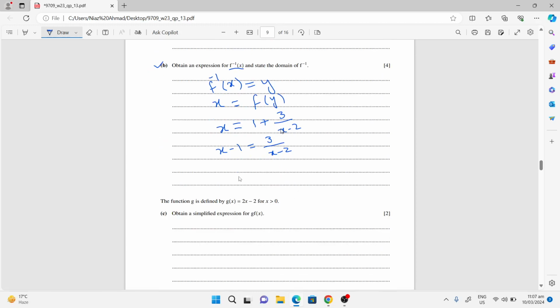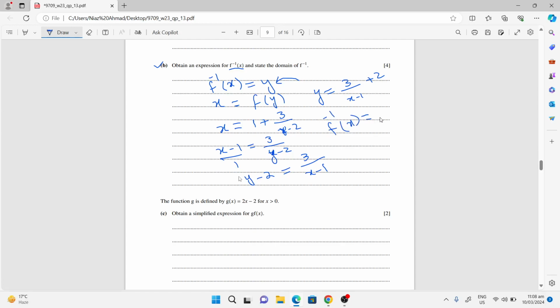Sorry, it's y minus 2, not x minus 2. So cross multiply: y minus 2 equals 3 over x minus 1. Make y the subject. y equals 3 over x minus 1 plus 2. Look, y equals f inverse of x.